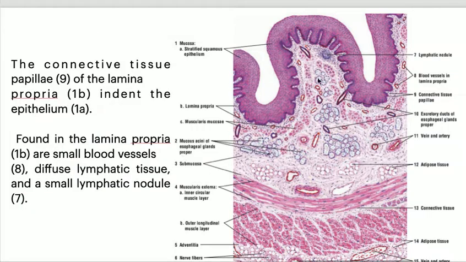Right, so the connective tissue of the papilla is the lamina propria, and they tend to indent the epithelium, making some indentations in the epithelium. Found in the lamina propria are small blood vessels. Can you appreciate these small blood vessels over here? Diffuse lymphatic tissue and a small lymphatic nodule over here.